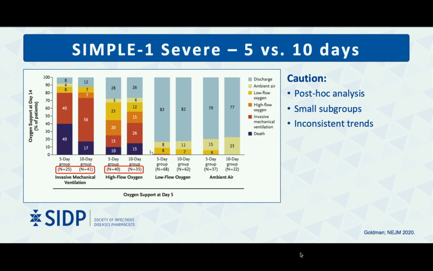Importantly, there was a contradictory trend in outcomes observed for patients requiring high-flow oxygen support at day 5, with 15% death by day 14 in patients receiving an additional 5 days of therapy versus 10% mortality in those who received no additional therapy.